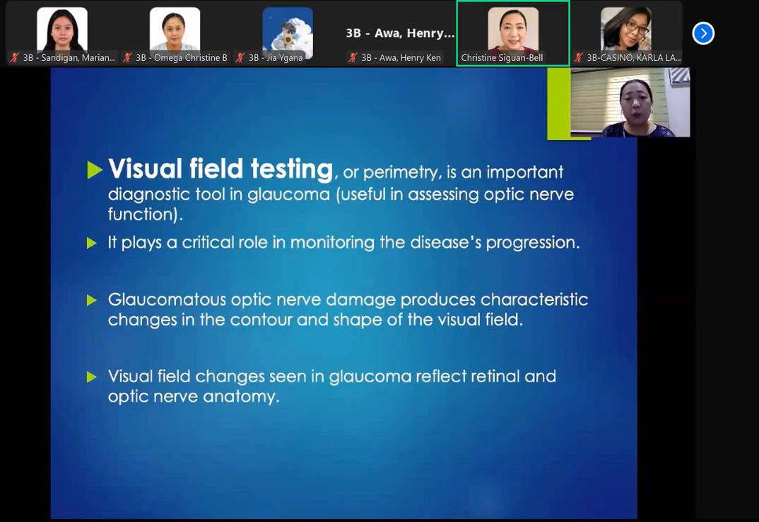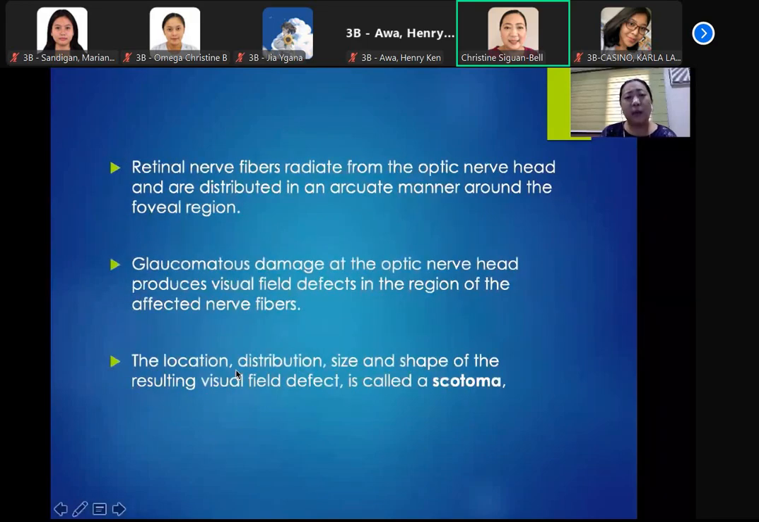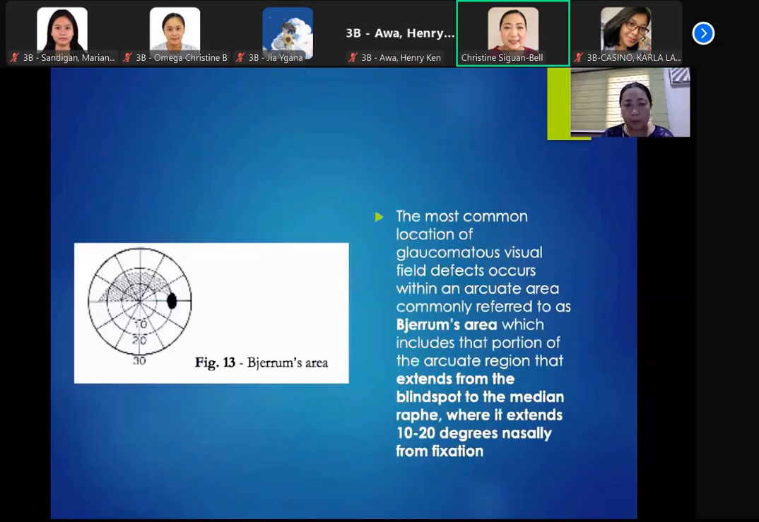Glaucomatous optic nerve damage can produce characteristic changes in visual field defects. The visual field changes seen in glaucoma reflect the retinal and optic nerve anatomy. The retinal nerve fibers radiate from the optic nerve head and are distributed in an arcuate manner around the foveal region. Glaucomatous damage at the optic nerve head produces visual field defects in the region of the affected nerve fiber. The location, distribution, size, and shape of the resulting visual field defect is called a scotoma.